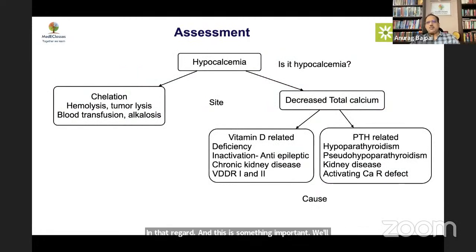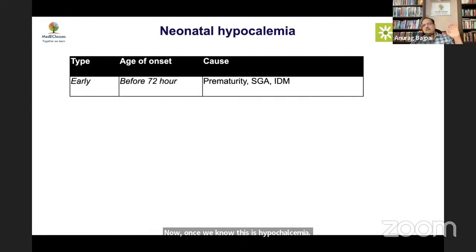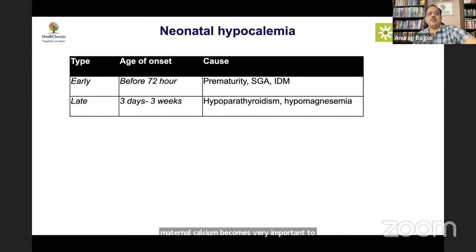Now, once we know this is hypocalcemia, the next issue is, of course, further evaluation. If we have very early onset neonatal hypocalcemia in the first 3 days, we have to think of the possibility of prematurity, small for gestational age, and infant of diabetic mother. There is also a possibility that the mother may actually have hypercalcemia, and because of this the PTH gland gets suppressed, and there is a rebound hypocalcemia which may happen in the children. That's why maternal calcium becomes very important to assess.